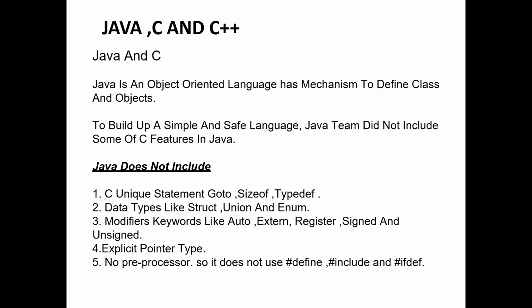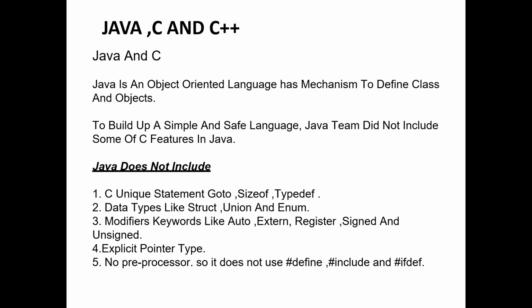However, we can have interfaces and classes in Java. Modifier keywords like auto, extern, register, signed, unsigned, those are not supported in Java. Explicit pointer type, so pointers are not supported explicitly. However, in Java, all the objects are of reference type, and whenever you pass them to a function, it is mostly called by reference except for primitive data types.